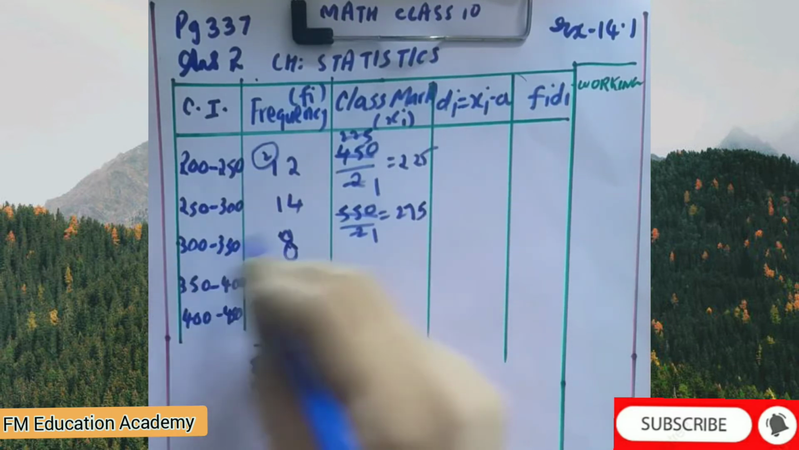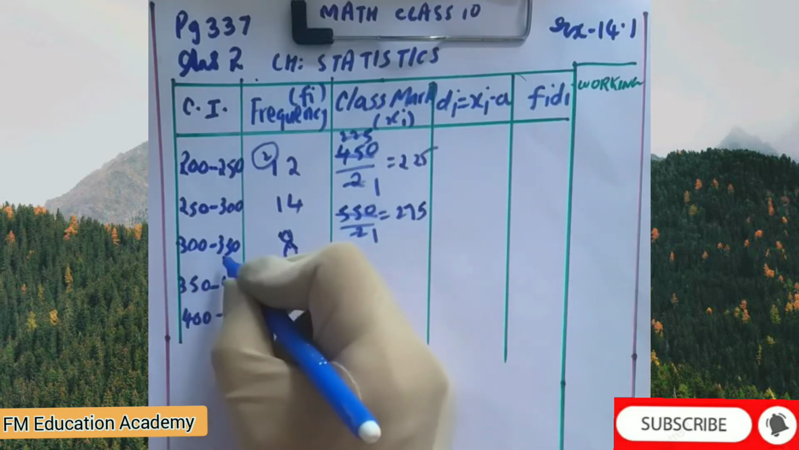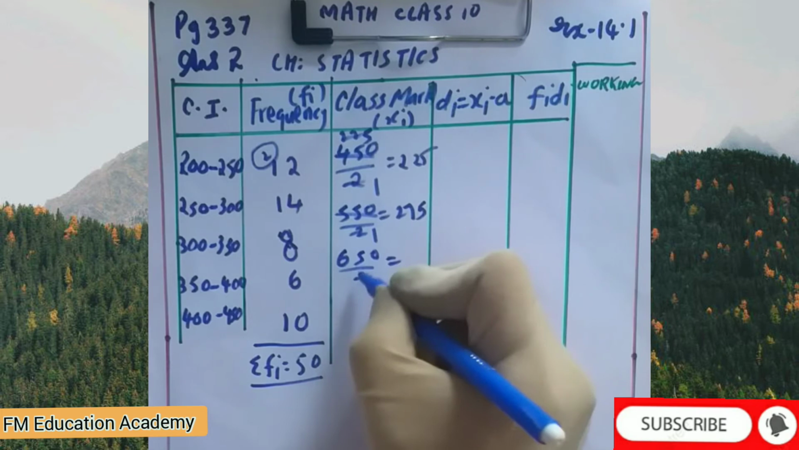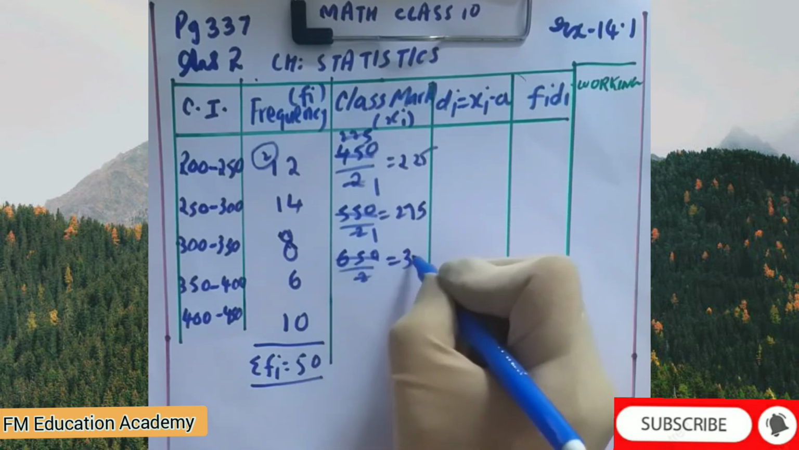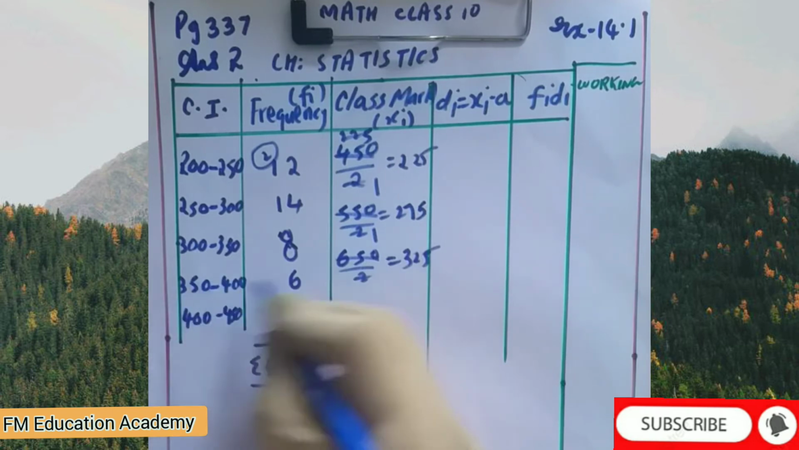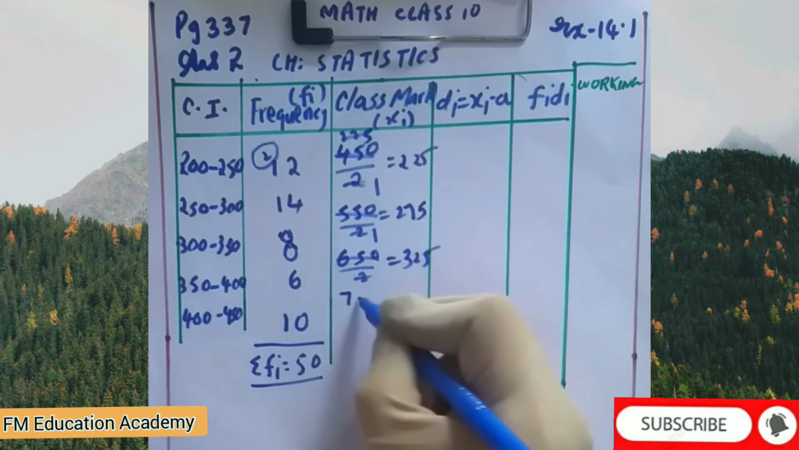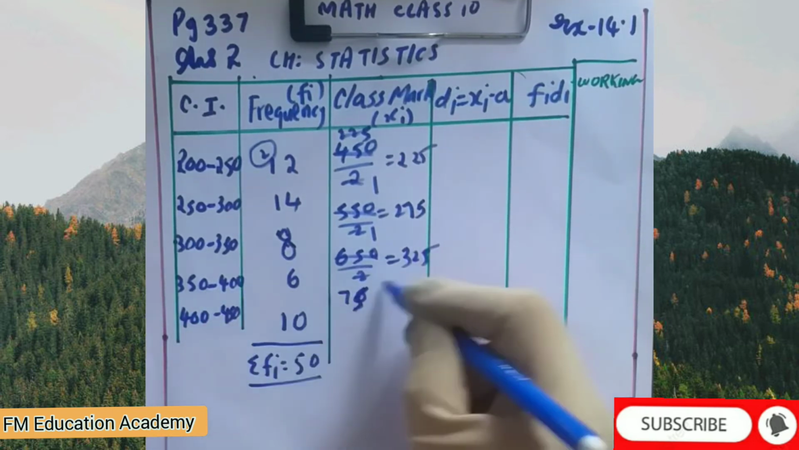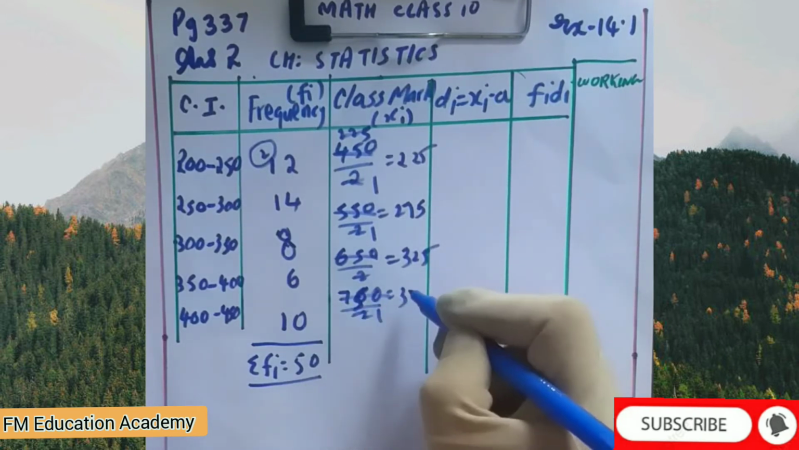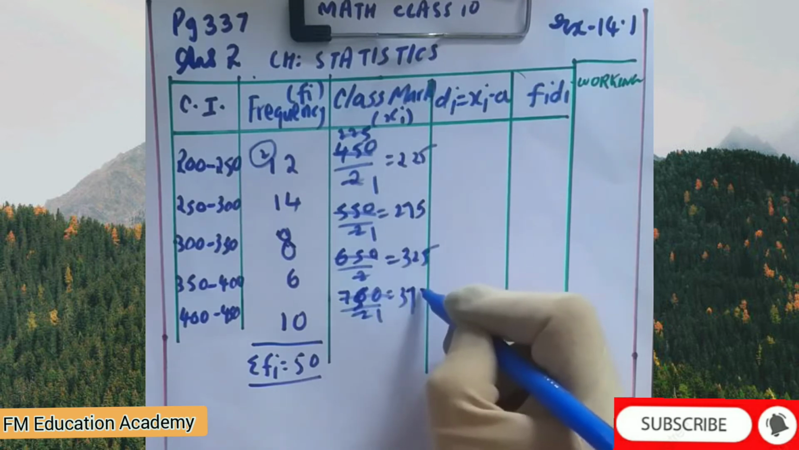300 plus 350 is 650, 650 by 2 is 325. Then 350 plus 400 is 750, and 750 by 2 is 375.